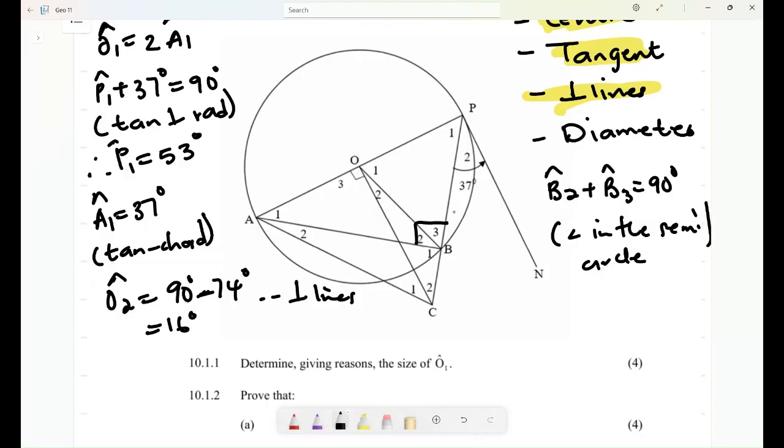Yeah, that's all I can see. All right. 10.1.1. Determine, giving reasons, the angle O1. So the angle O1 here, I know angle O1 is twice angle A1, right? But the question is, do I know angle A1? No, I do not know angle A1. So I should start by finding angle A1 first. But I know angle A1 is equal to 37. Why? Tan-chord theorem. All right, let's start there.